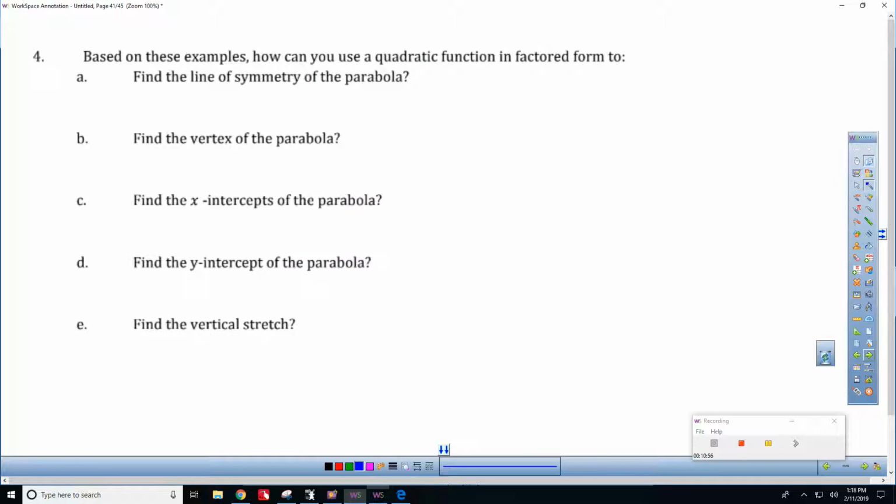Based on these examples, how can you use a quadratic to find the line of symmetry? Well, this is x equals h if the vertex is h comma k. If you're wondering why did you use h and k, that's just what the people that came before me have chosen, so I'm trying to stay consistent. Okay? So if you know the vertex, x equals this number is the axis of symmetry.